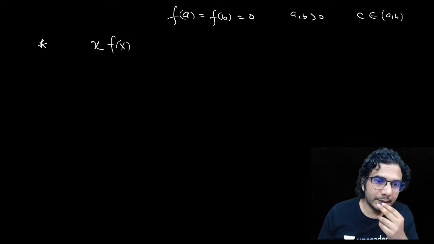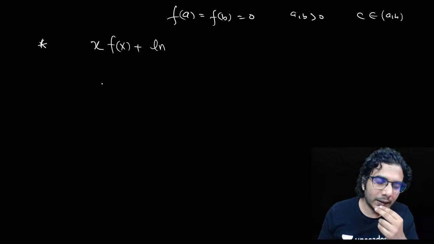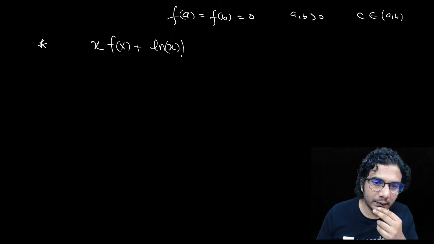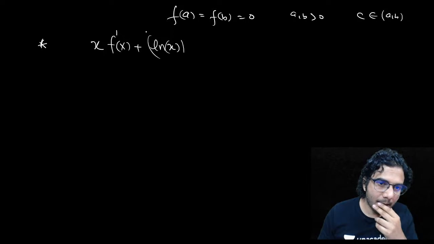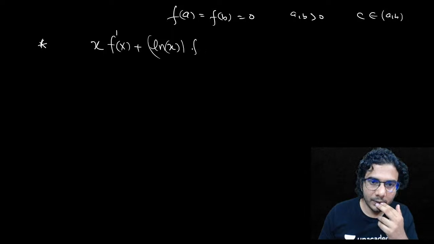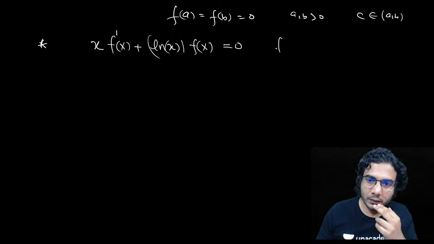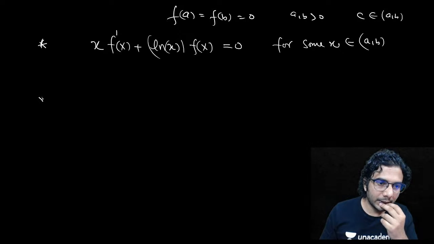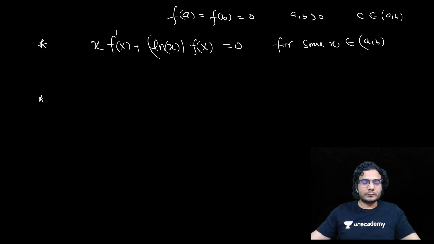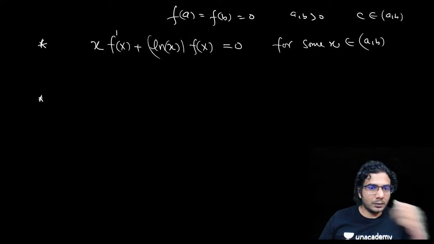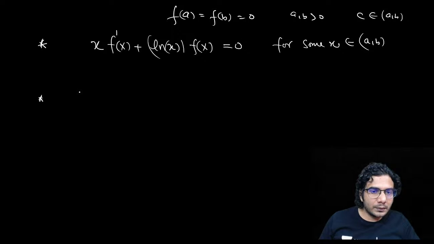x f dash x plus ln x fx is equal to 0 for some x belonging to a to b. Try this one.